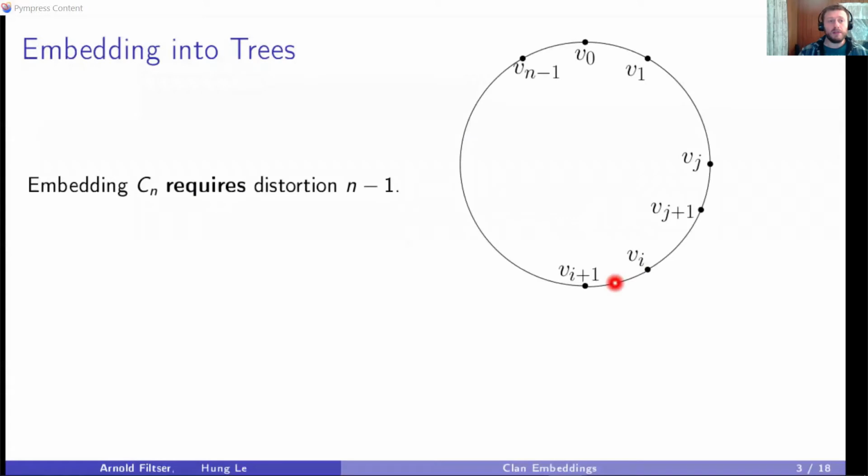However, the problem is that trees are not a very rich metric space. Specifically, even if you look at the n-cycle, every embedding into a tree requires distortion n-1, which is quite bad.